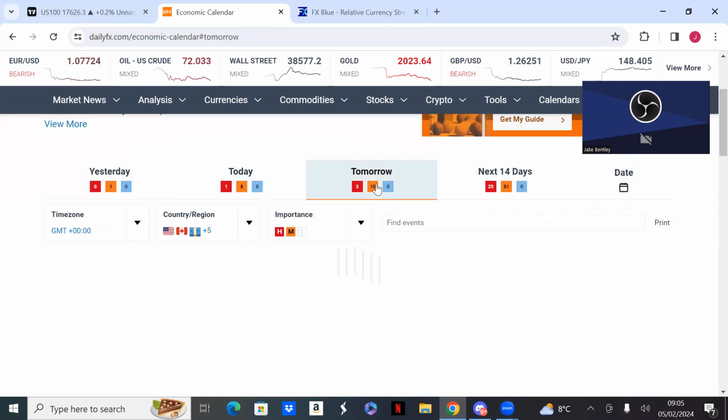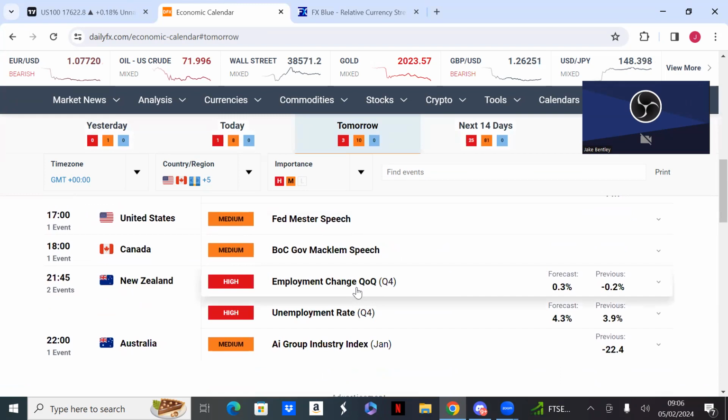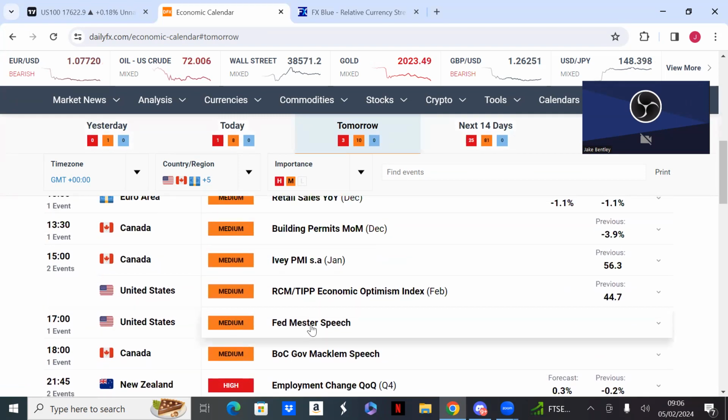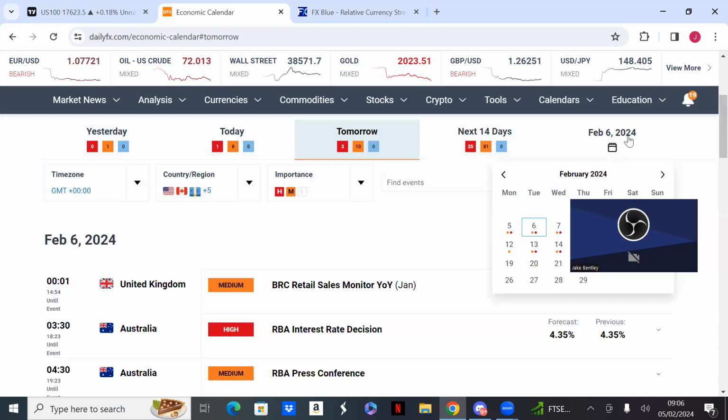So tomorrow, let's see what we've got tomorrow. We have our RBA interest rate decision for the Australian dollar. Again, not really going to affect us. Don't really trade the Australian dollar, but if you do, then that's probably one to watch out for. We have a Fed speech at 1700, and we have unemployment change for the New Zealand dollar. So that is tomorrow, that is Tuesday. Let's go to Wednesday now.